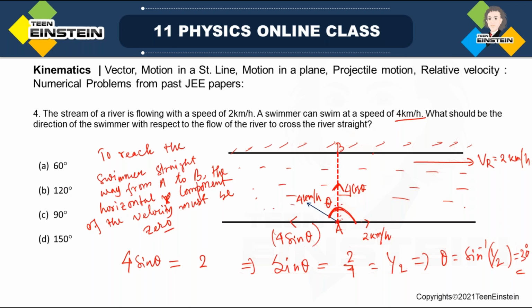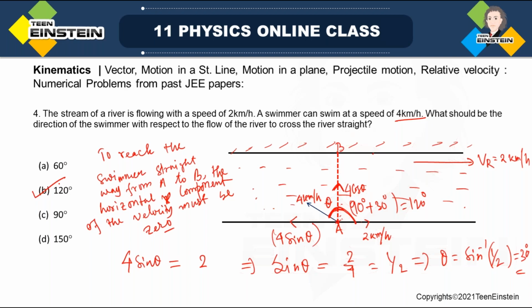So the swimmer has to start swimming at an angle 90 plus 30, that is 120 degree, at 120 degree angle with respect to the velocity of the river water, or the stream of the river. So that will be the answer.